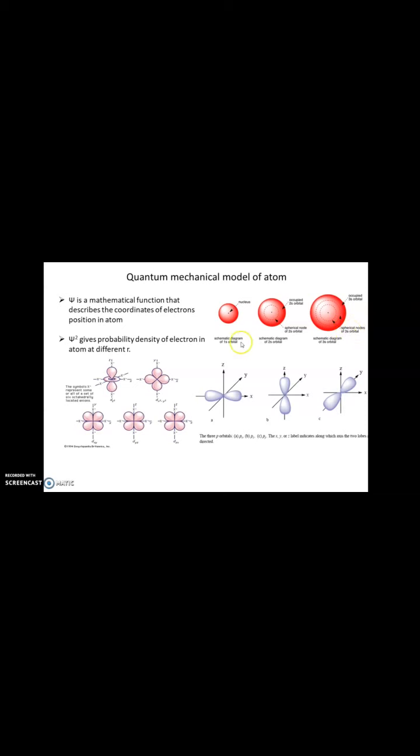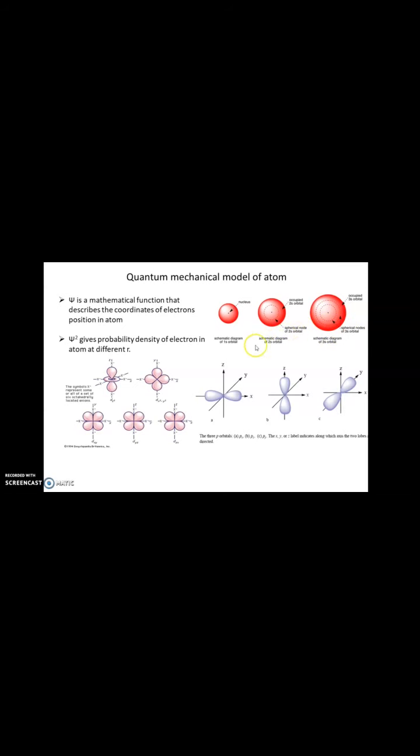In the case of the 1s orbital, there is no node. In the 2s orbital, there is only one node. In the 3s orbital, there are two nodes. So the number of nodes in an orbital is equal to n minus 1, where n is the principal quantum number. For 2s, n equals 2, so the number of nodes is 2 minus 1 equals 1. For 3s, n equals 3, so the number of nodes is 3 minus 1 equals 2. These nodes are called radial nodes or spherical nodes.